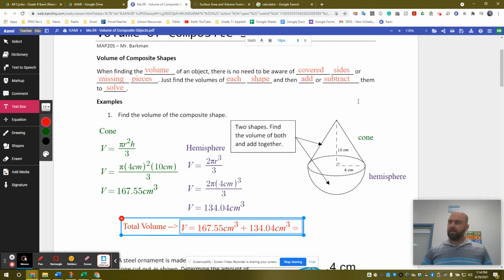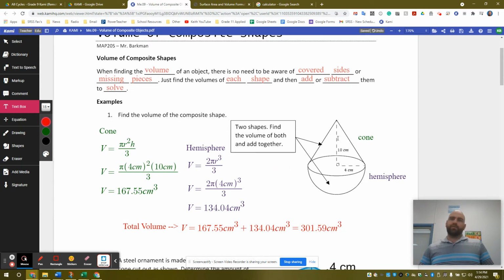And when we do that, we get a total of, let me use my calculator here instead of that one, I find it a little bit quicker, 301.59 centimeters cubed. And that's our total volume. So what we've done now is we found the volume of the cone, we found the volume of the hemisphere, we add them together because it is combined, okay? We are combining them.